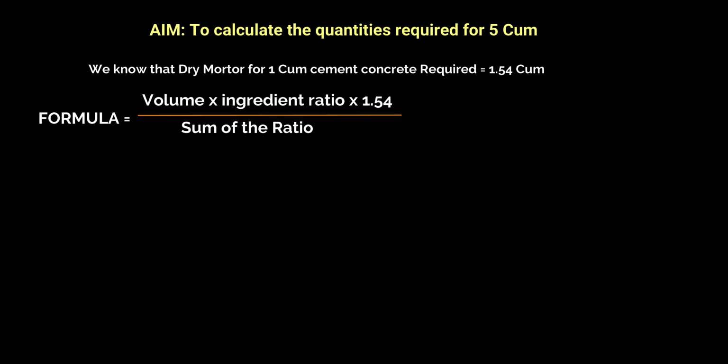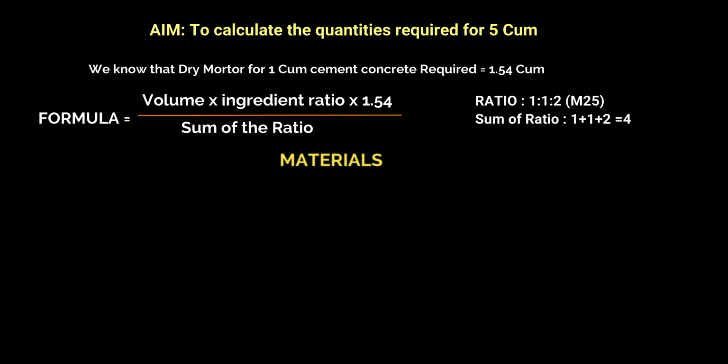What is the volume, friends? We have to calculate 5 cubic meters, and we are considering M25 grade concrete, that is 1:1:2, that is 1 part cement, 1 part sand and 2 parts aggregate, that is coarse aggregate. On summing these, 1 plus 1 plus 2, we get 4. The sum of the ratio is 4.